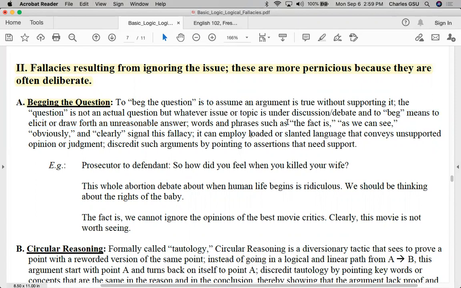And it's triggered by phrases like the fact is, as we can see, obviously and clearly. So keep that in mind when answering the logical fallacy quiz. If you see phrases like that, you go, wait a minute, is this begging the question?